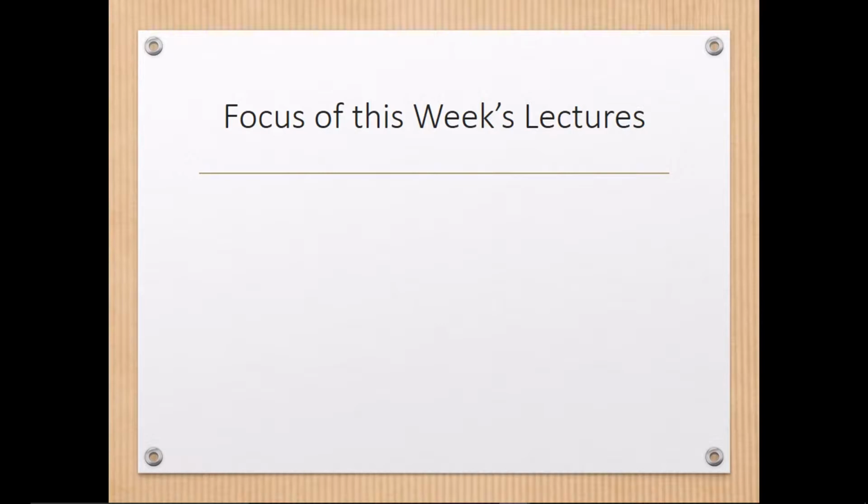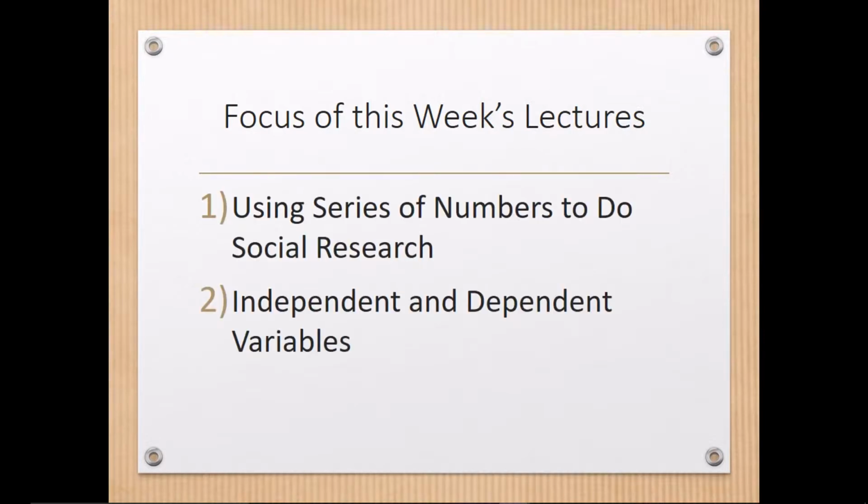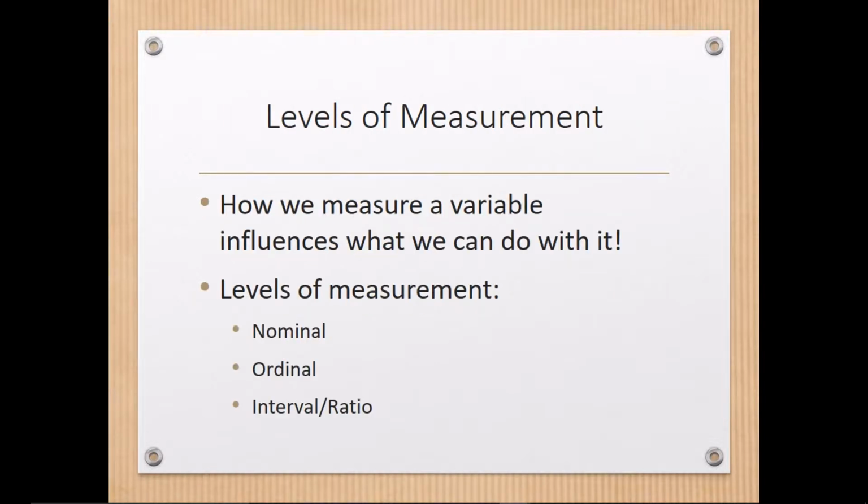This lecture will focus on one concept from Chapter 1, using series of numbers to do social research, and the lecture that follows that will address independent and dependent variables. So first we'll start with levels of measurement. How we measure a variable influences what we can do with it, and this will make more sense as the course progresses. There are three levels of measurement that we will discuss today: nominal, ordinal, and interval/ratio.